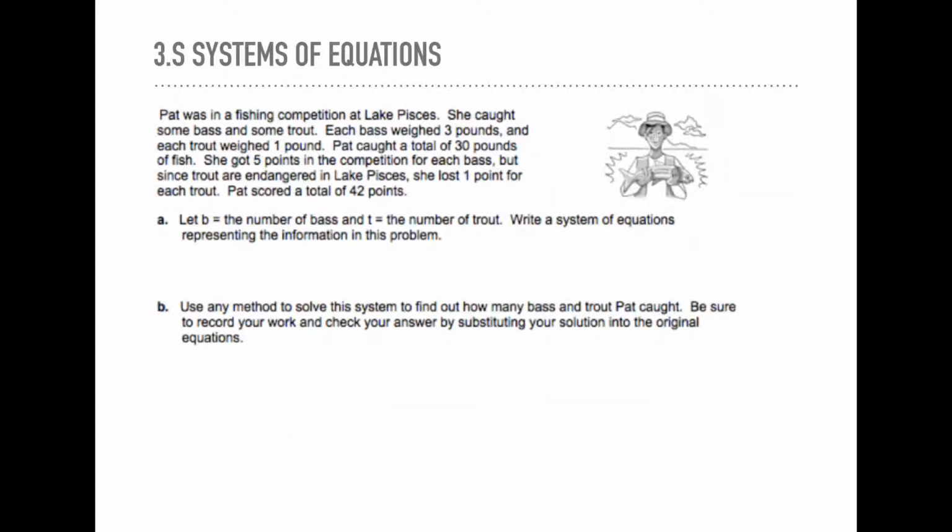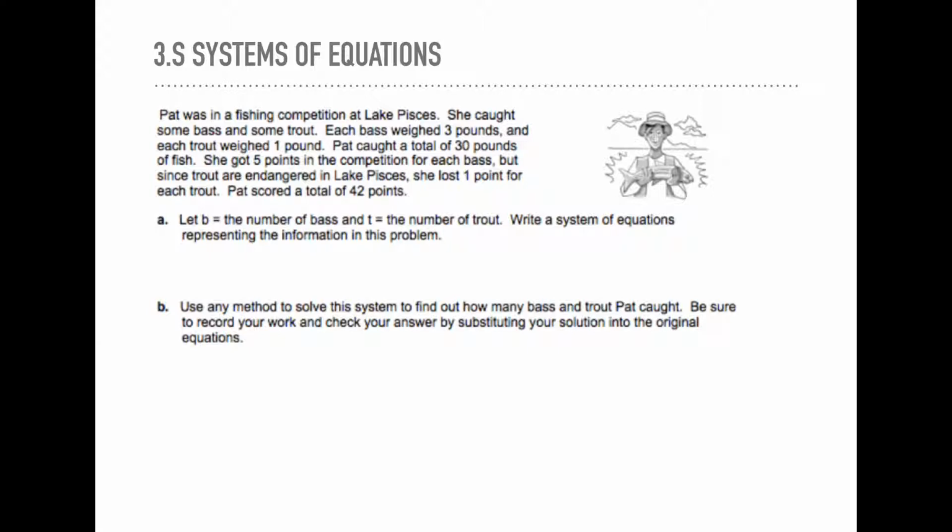And we've got one last one on this last page, so we've got our word problem. Pat was in a fishing competition at Lake Pisces. She caught some bass and some trout. Each bass weighed 3 pounds and each trout weighed 1 pound. Pat caught a total of 30 pounds of fish. She got 5 points in the competition for each bass, but since trout are endangered in Lake Pisces, she lost 1 point for each trout. Pat scored a total of 42 points.